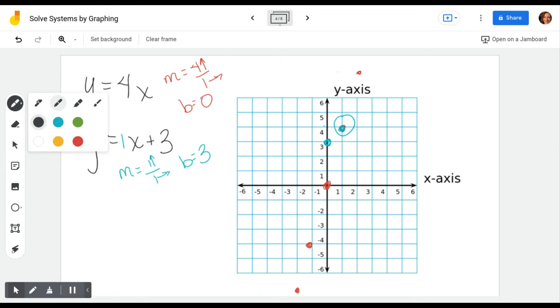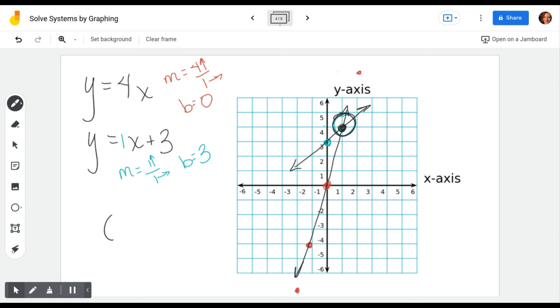So if I had drawn in those lines, my first line looks like this. My second line looks like this. They both intersect at this point. So those two equations are equal at the point. Let's see, that's over 1, up 4. 1, 4 is my solution.